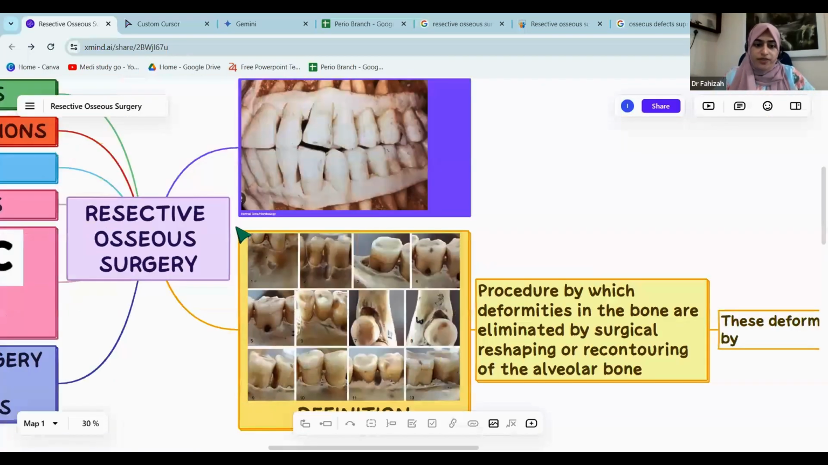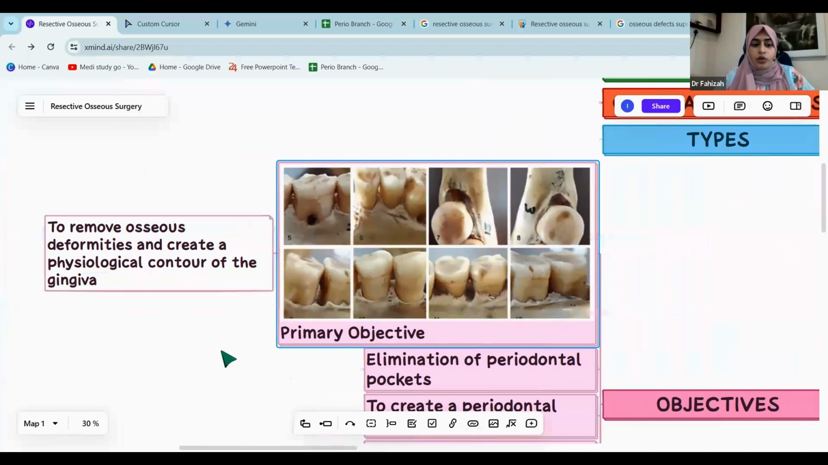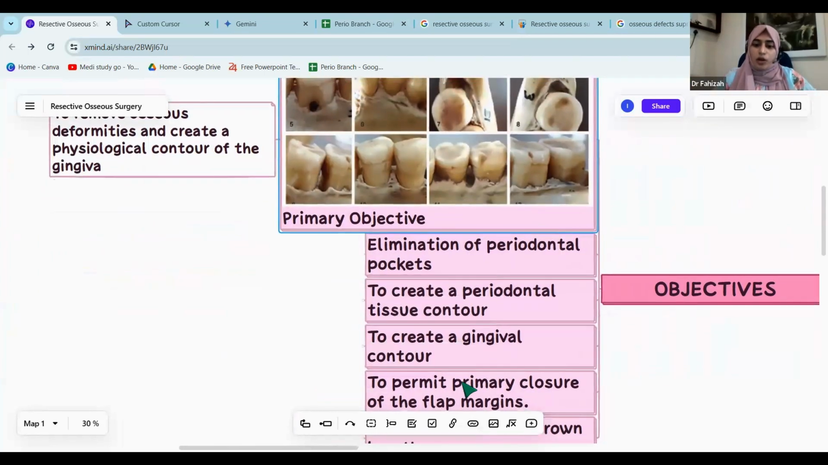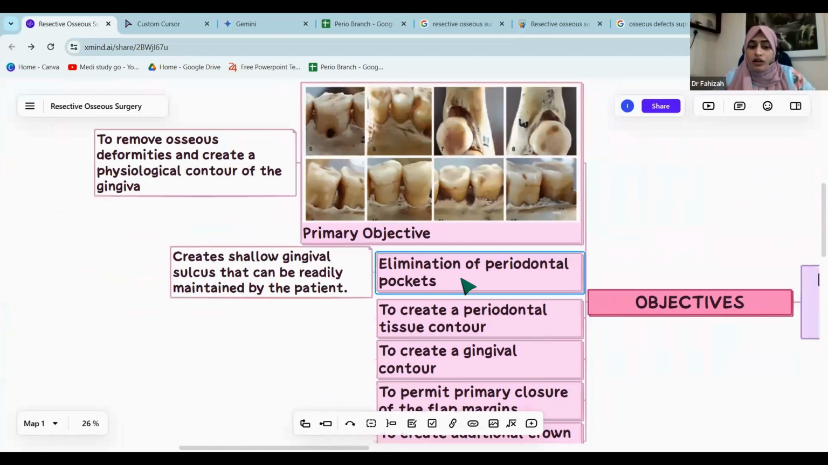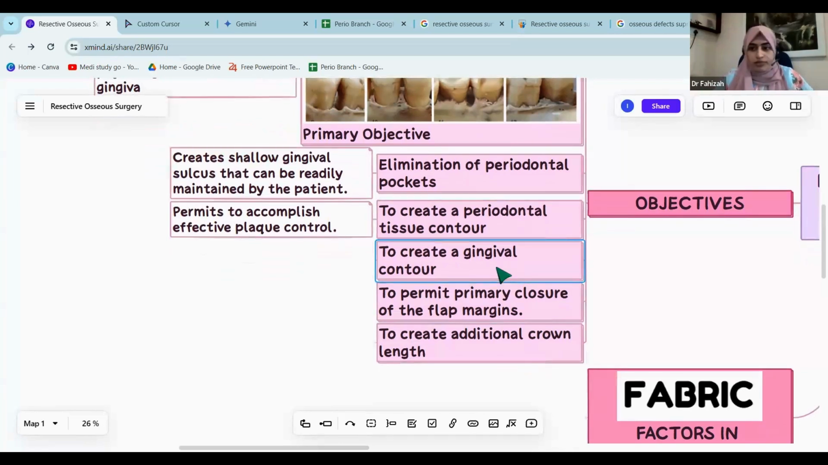Next, let's come to objectives. The primary objective will be the elimination of the periodontal pocket, to remove any osseous deformities and create the physiological contour of the gingiva. It's the repeat of what I was talking about. It's just to come back to the normal physiological contour. Then to create a shallow gingival sulcus which is readily maintained by the patient. Then a periodontal tissue contour. When you have a nice bone contour, the gingiva also adapts to it nicely, and it's easier for the patient to maintain. If you are opening the flap, with a nice bone contour, it's easier to close the flap as well.